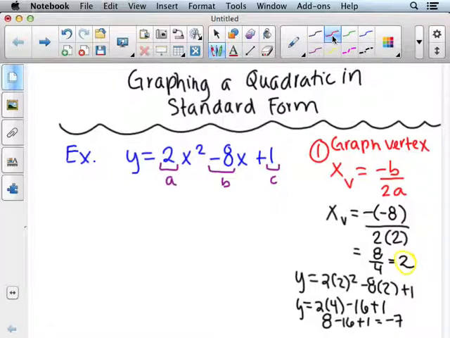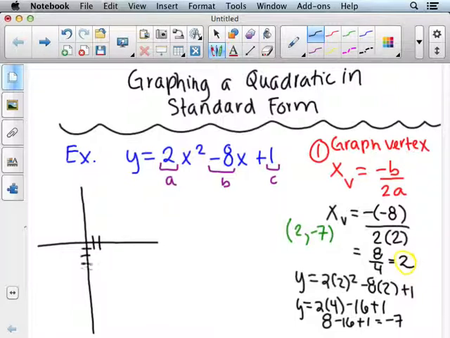So that means that my vertex is 2, negative 7. And I'm going to go ahead and plot that. So here's my graph. I'm going to plot 1, 2, 1, 2, 3, 4, 5, 6, 7. There's my vertex. Now, I'm going to go ahead and draw my axis of symmetry in here. So there's my vertex with my axis of symmetry.